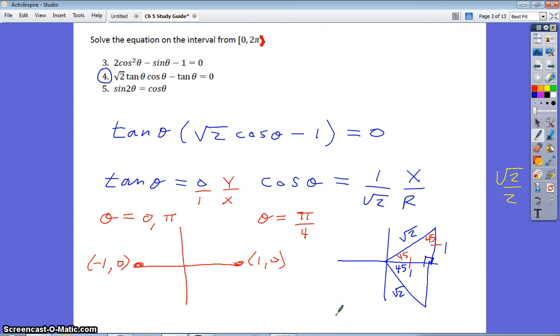And how many, we're at 315. And we say how many 45s will fit in 315? Total of 7 of them. So that gives us a 7 pi over 4. 7 pi over 4.